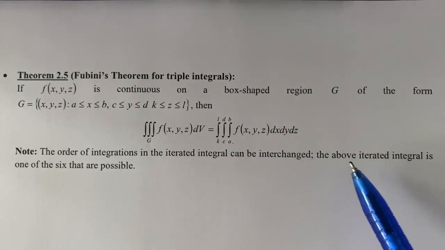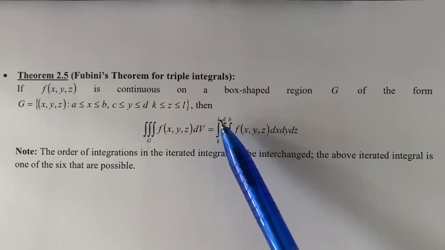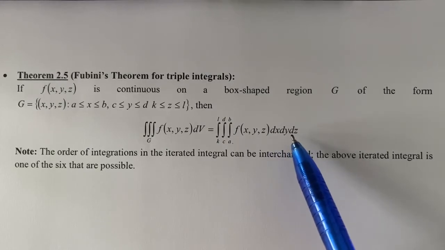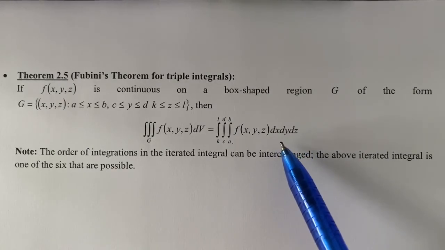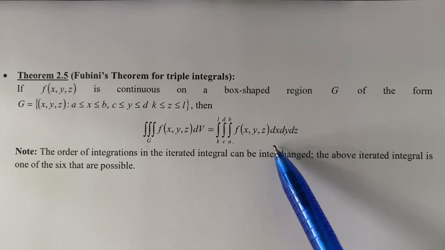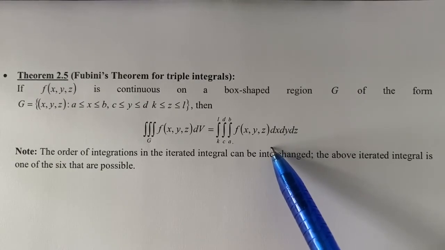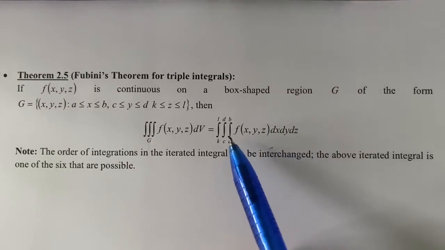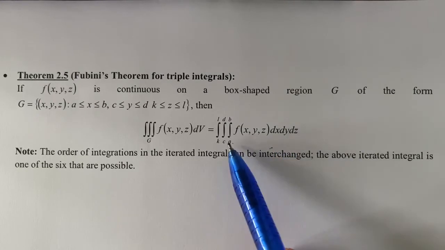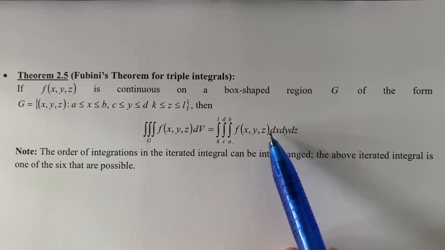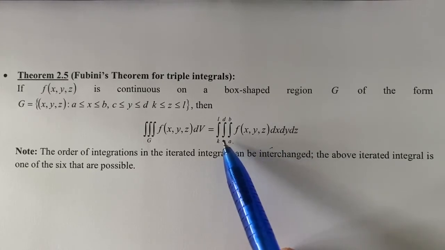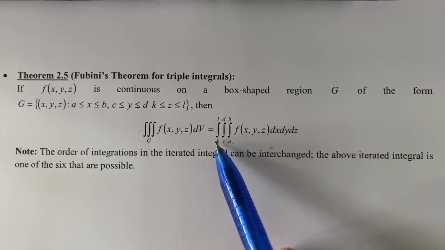The above iterated integral is one of the 6 possibilities. Here you have dx dy dz. You might have dy dx dz, or dz dx dy, or dz dy dx, and so on. But make sure to change the limits accordingly. If you have dz dx dy, make sure this is the limit for z, this is the limit for x, and this is the limit for y.